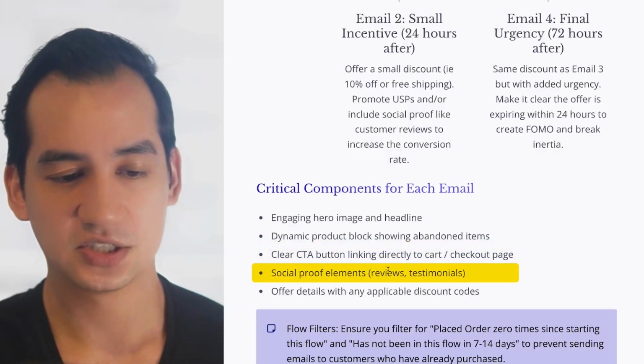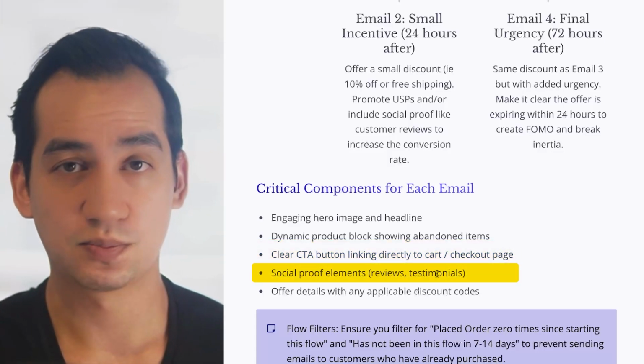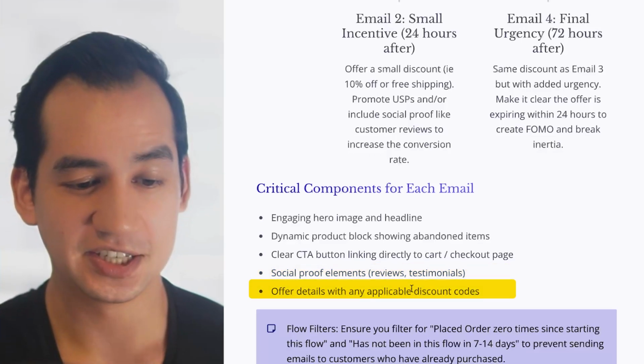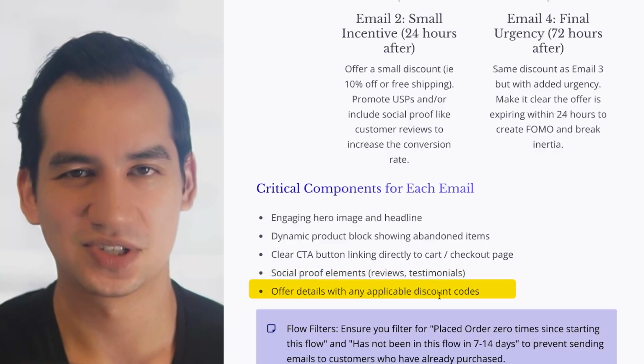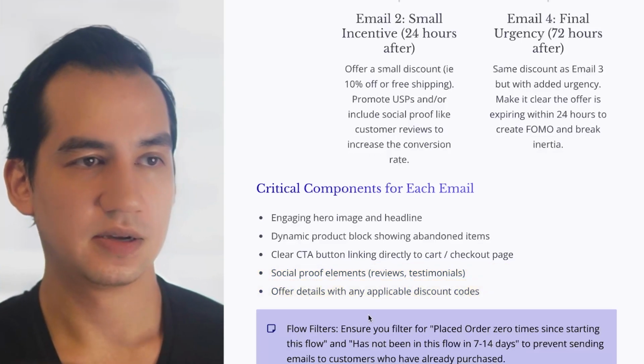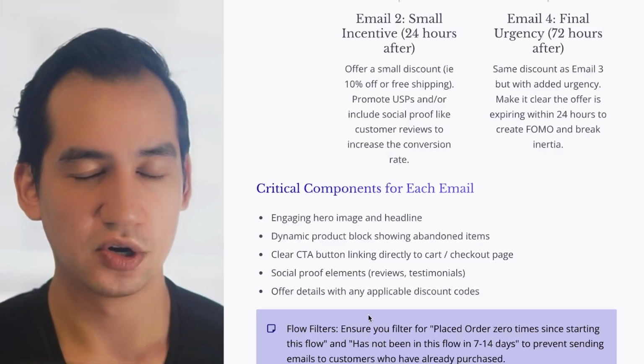Social proof elements, so this would be reviews, testimonials, press mentions, etc. Offer details with applicable discount codes, all right? So that would be 10% off, use code this.